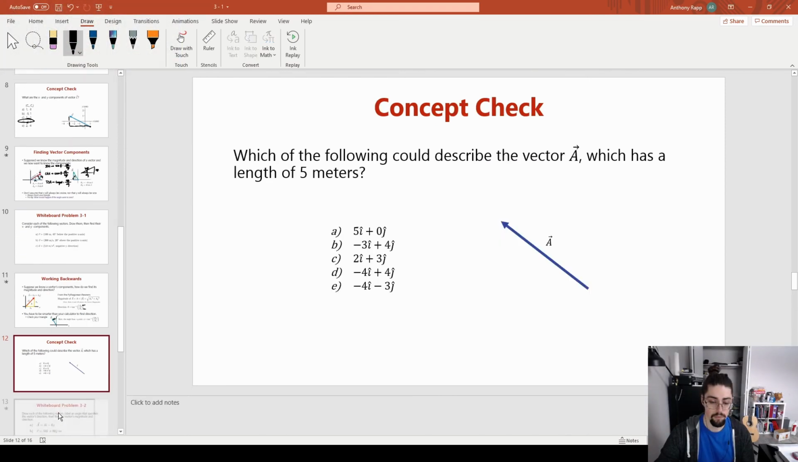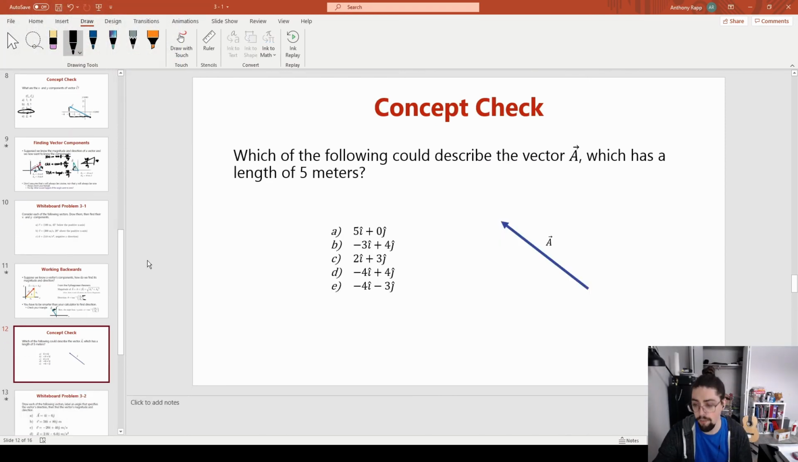So, quick concept check. We have a vector, and I'm going to say that we are following the classic directions. Y goes that way, X goes this way. My vector A has a total length of 5 meters. Which of these 5 choices most accurately depicts what I have in my picture? Take 30 seconds, think about it, let's see what we come up with.